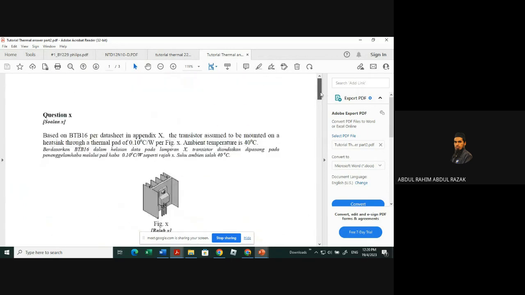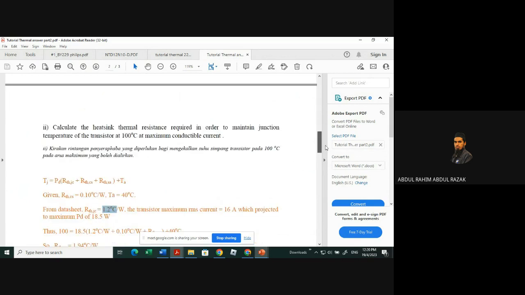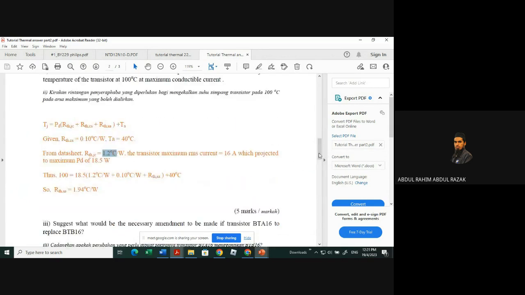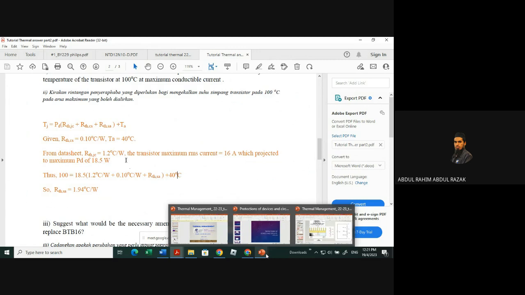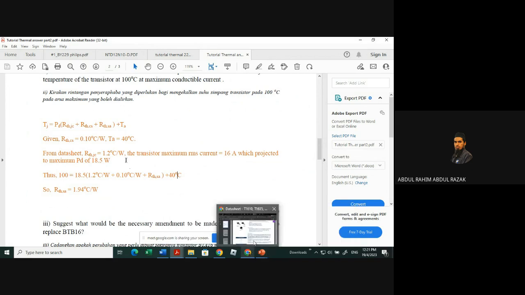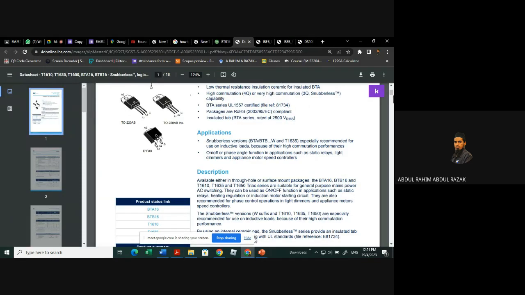Tak apa. Kita stick with this answer first because maybe that time dia punya reference data sheet lain kot. Yang ni saya ambil directly daripada Zimmer 14. So let's say we have here 1.2 and maximum current is 16. For MOSFET, we have to calculate in terms of their RDS(on). But for transistor, for diode, thyristor, yang ni boleh.